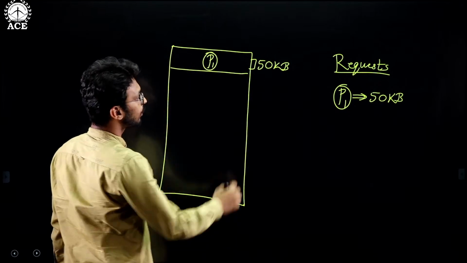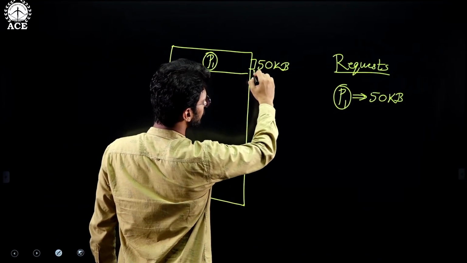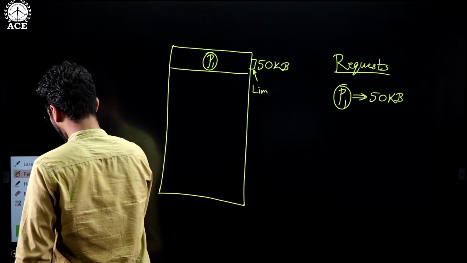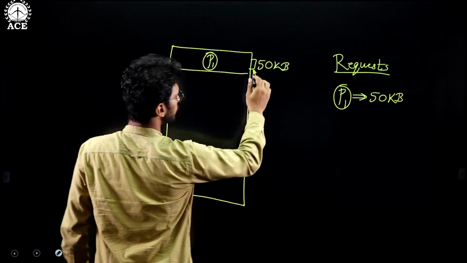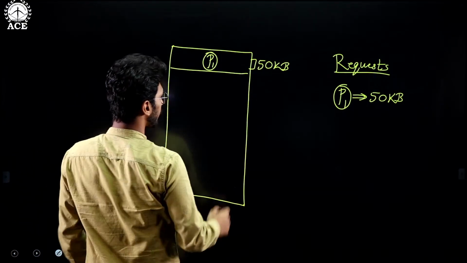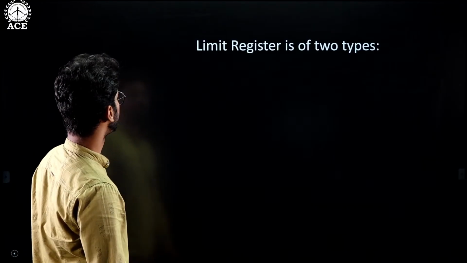Okay, what is this one? This one is limit register. Okay, limit. I think I should rub it right now. It is better that I state it, not write it. Or you can write it here, maybe.